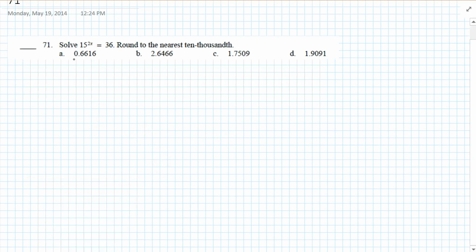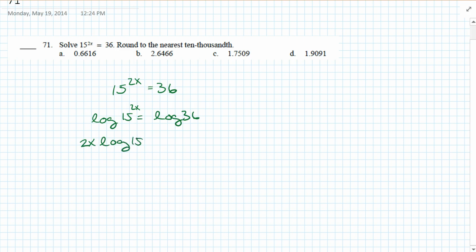So 71 says this: solve 15 to the 2x power equals 36. So since I have a variable in the exponent, we're going to log both sides. So I'm going to get log of 15 to the 2x power equals log of 36. Power property says I can drop the 2x. So it's going to be 2x log of 15 equals log of 36. So 2x is going to be the log of 36 divided by the log of 15.